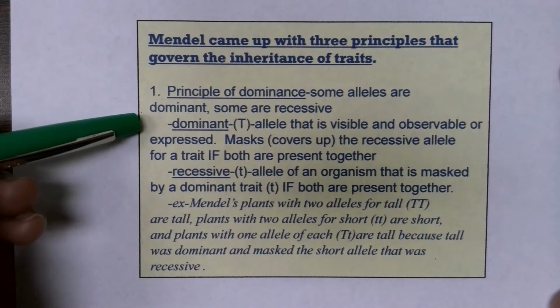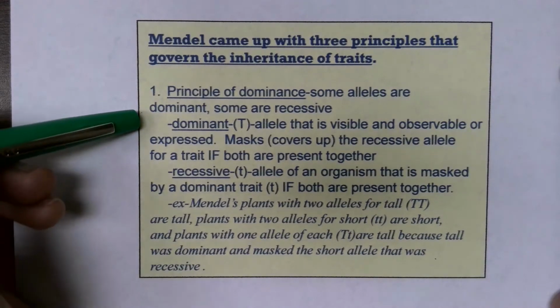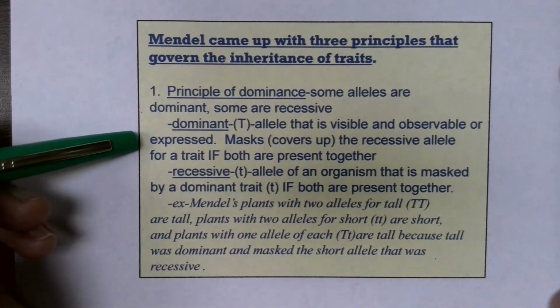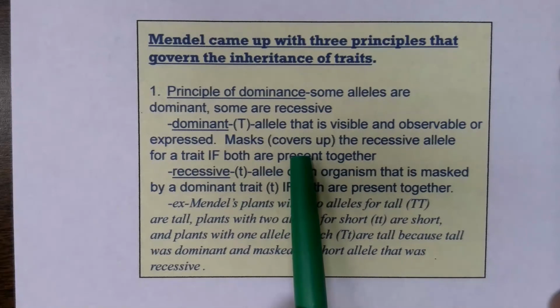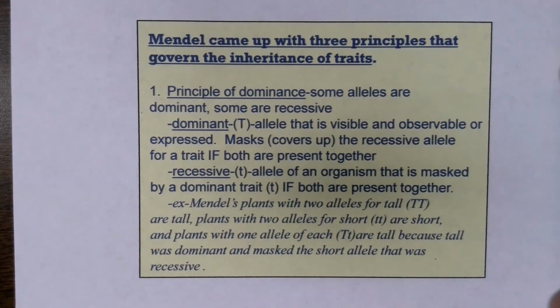So dominant alleles, these are alleles that are visible and observable, or expressed. If they are present with the recessive allele, they're going to mask that recessive allele or cover it up when they're both present together. Recessive alleles are the alleles that are going to be covered up or masked by that dominant allele if they're both present together.